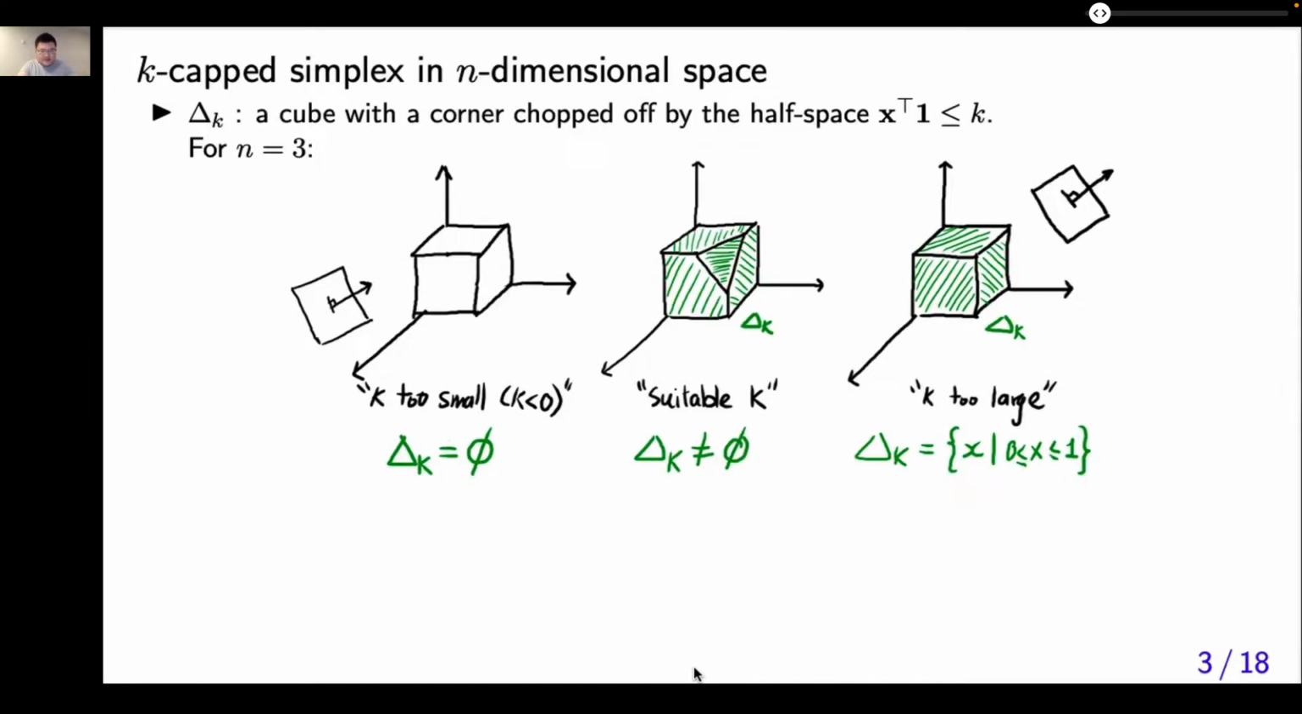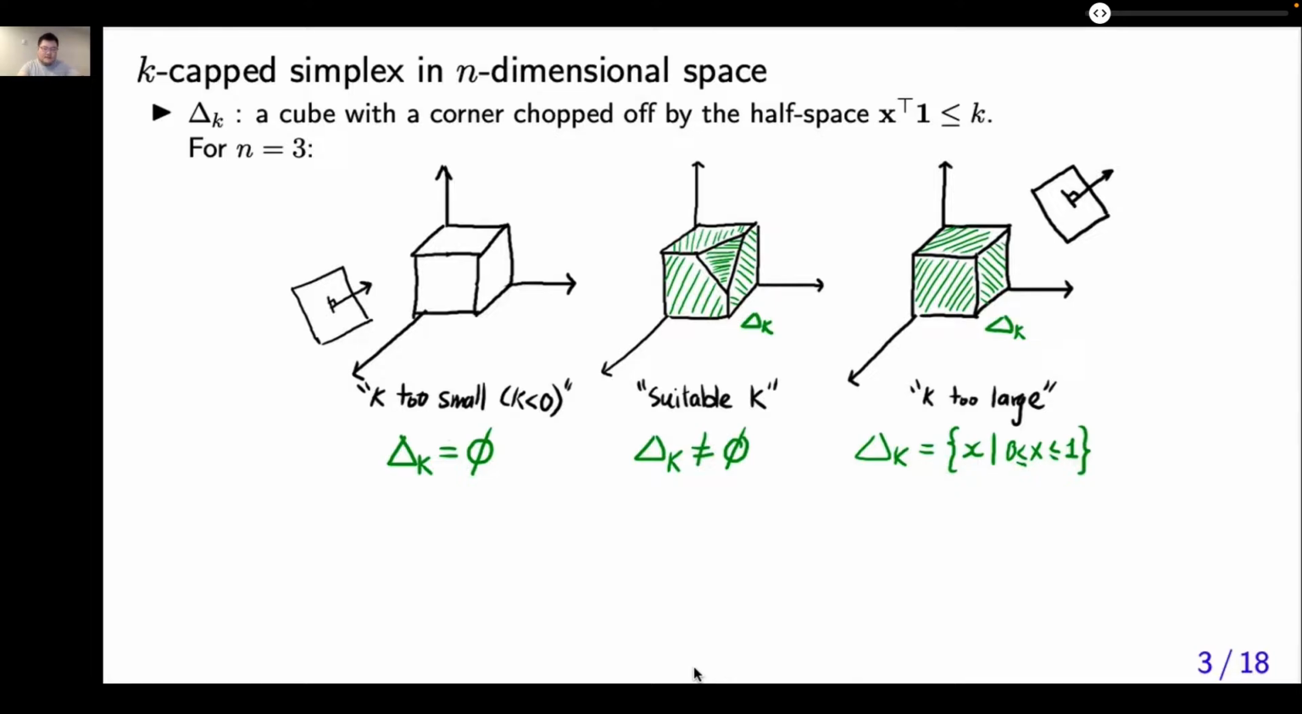Geometrically, the Capped Simplex is just a cube with a corner being chopped off. So for example, for the leftmost figure, if K is too small, that means the half space and the cube did not intersect. In this case, delta K will be the empty set. And for the rightmost figure, when K is large enough, then delta K will be just the cube.